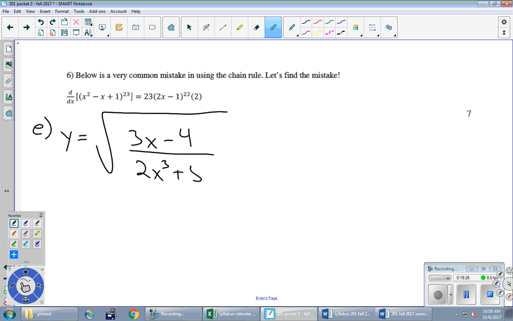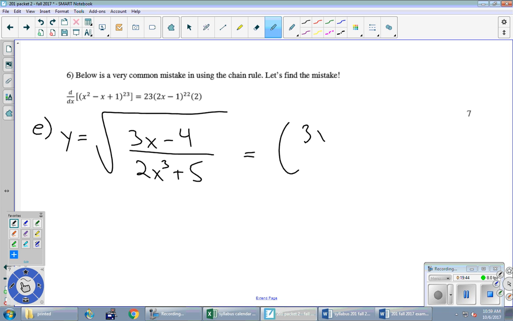Okay. So let's try our derivative here. You look at that, it might feel like quotient rule, and that's part of the answer, but this is not a quotient first and foremost. This is something inside of a radical. And if I see a radical, I'm immediately changing it to a power.